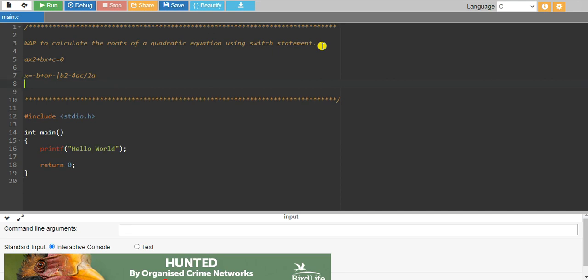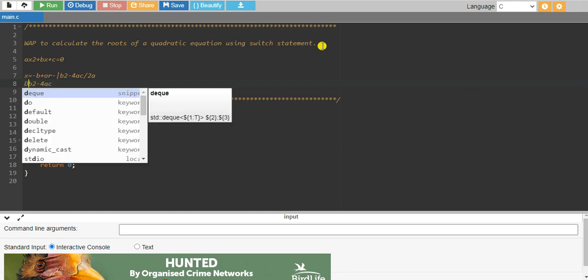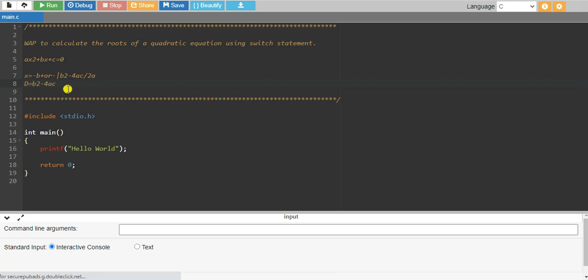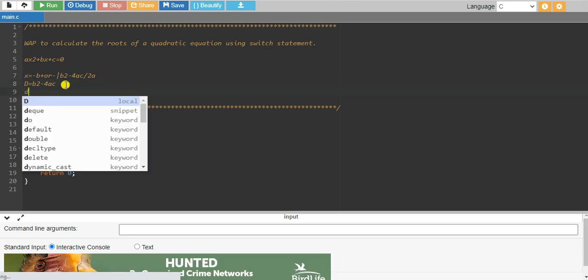So usually we use this b square minus 4ac to identify the nature of the roots. After calculating this, we store it in a variable d, and we check whether the roots of this equation are real and distinct, real and equal, or complex. We identify that with the help of d equal to b square minus 4ac, where d is nothing but the discriminant.